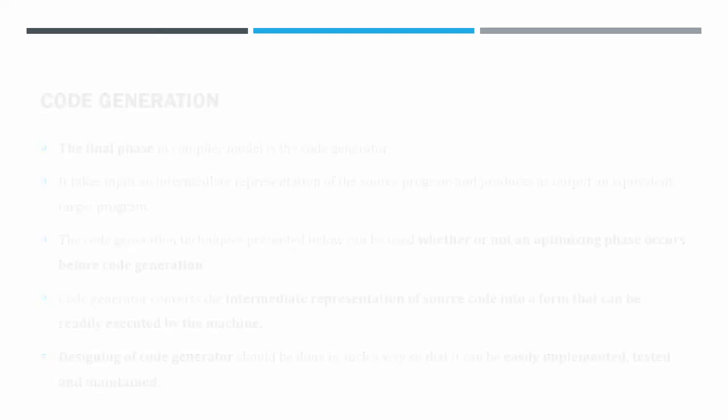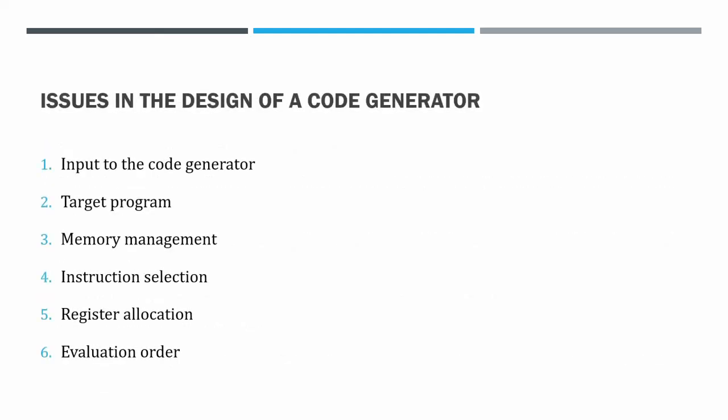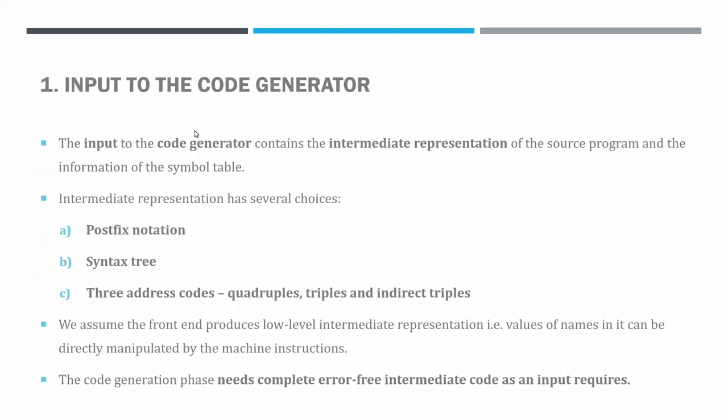Now we will see what are the issues that we have in this particular code generator. The first issue is the input of the code generator. Next are target program, memory management, instruction selection, register allocation and evaluation order. To start with, the first issue is the input to the code generator.